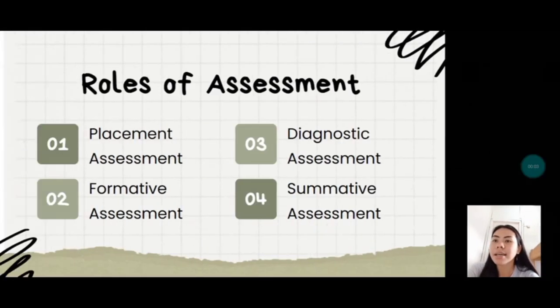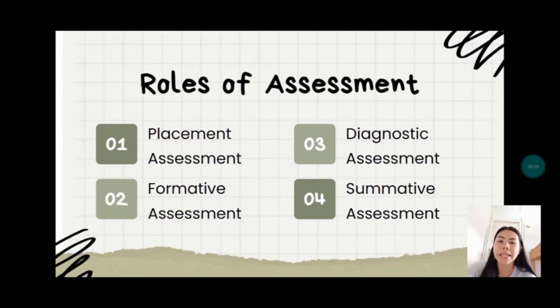So next is the rules of assessment. It is classified into four. First one is the placement assessment. Second, formative assessment. The third is diagnostic assessment. And the last is the summative assessment.